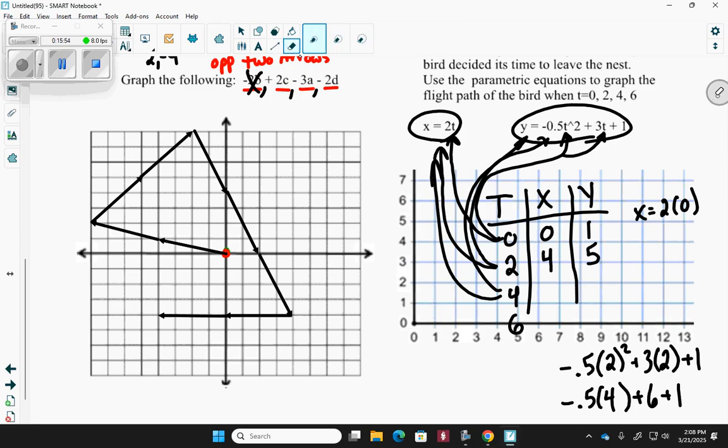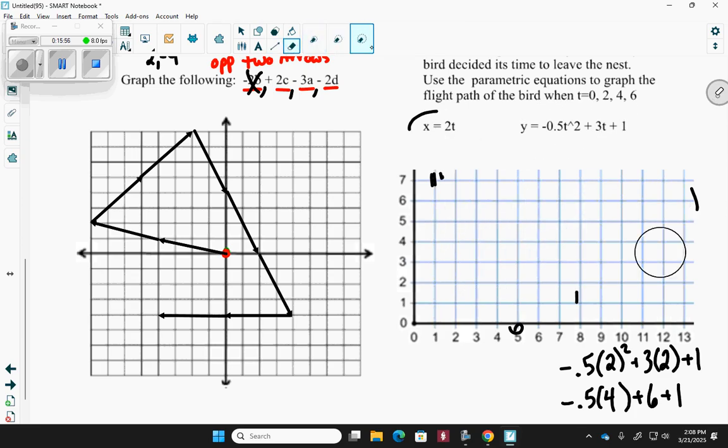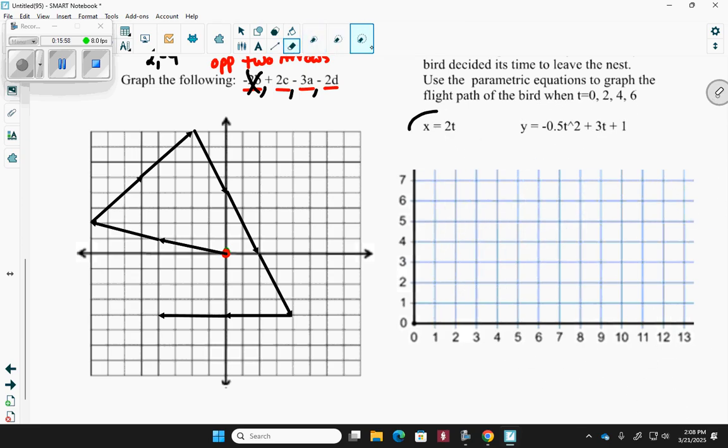All right, now your answer for this particular question, if you did it correctly, you should have gotten a point at 0, 1, a point at 4, 5, another point at 8, 5, and then lastly 12, 1, which puts you right there. So when you draw it, it looks something like that, and that is that.